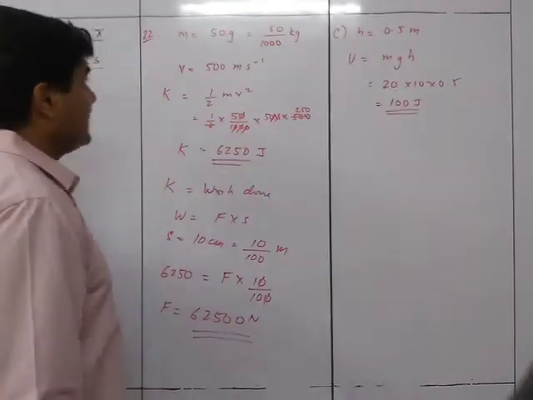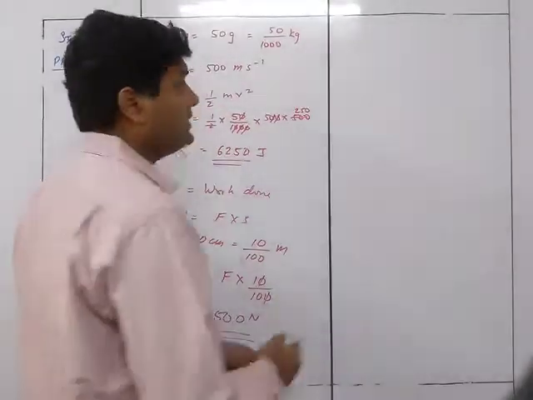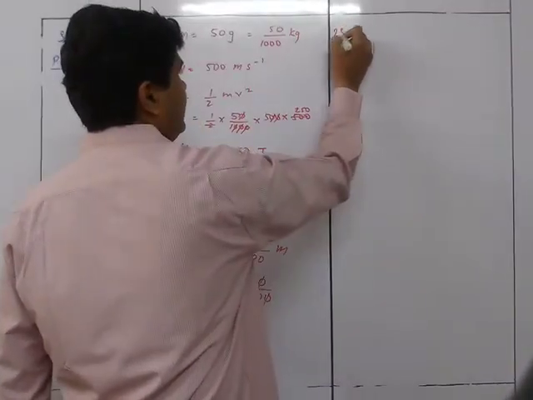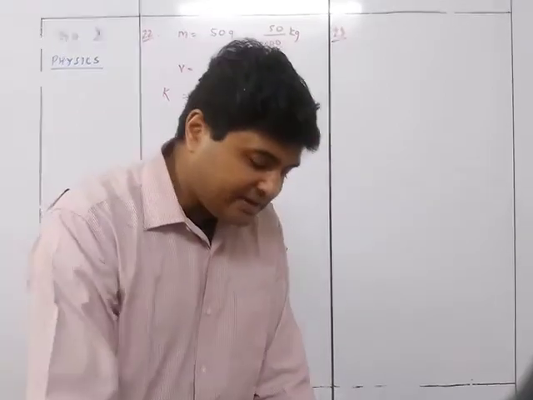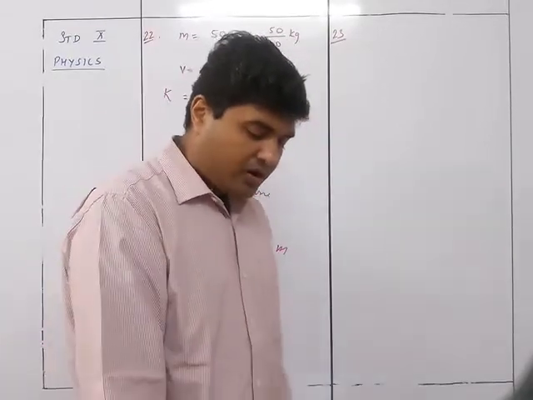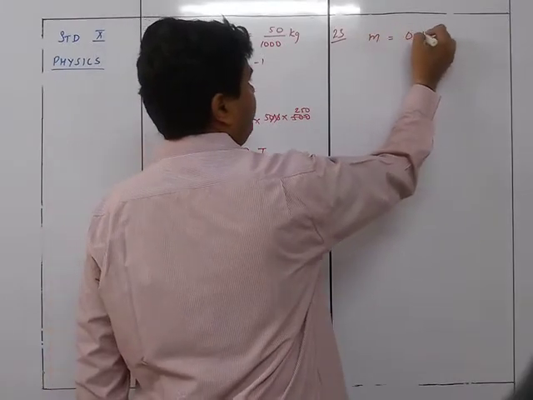Okay, that was sum number 22. We move on to the last sum, that is sum number 23. A spring is kept compressed by a small trolley of mass 0.5 kg. So the mass is 0.5 kg.